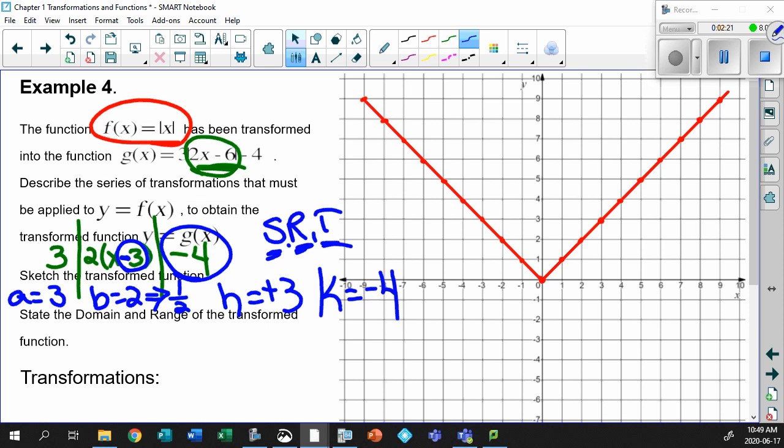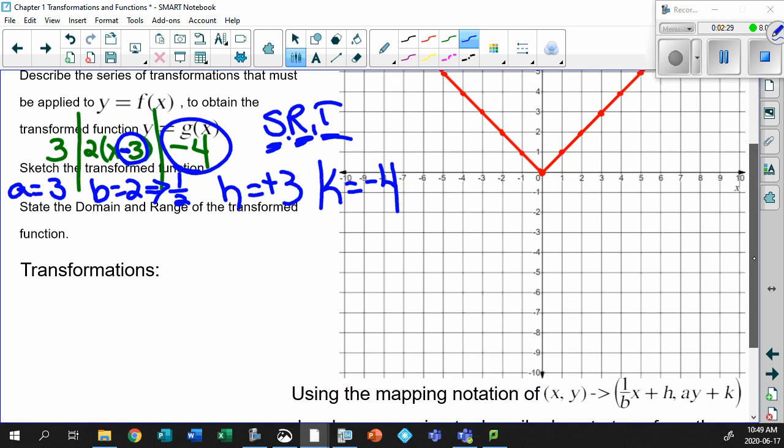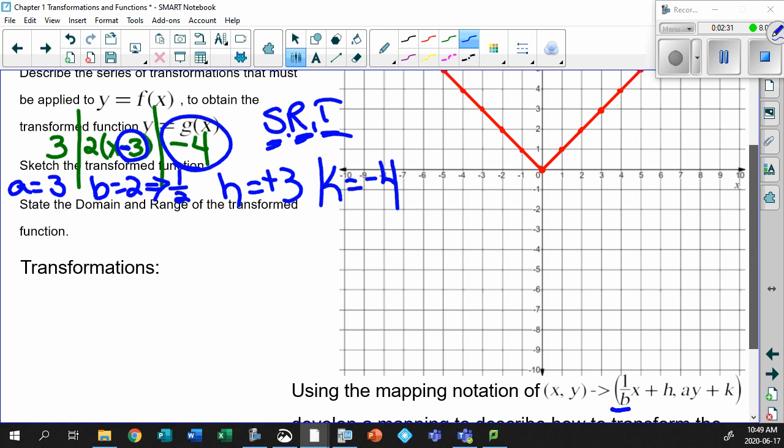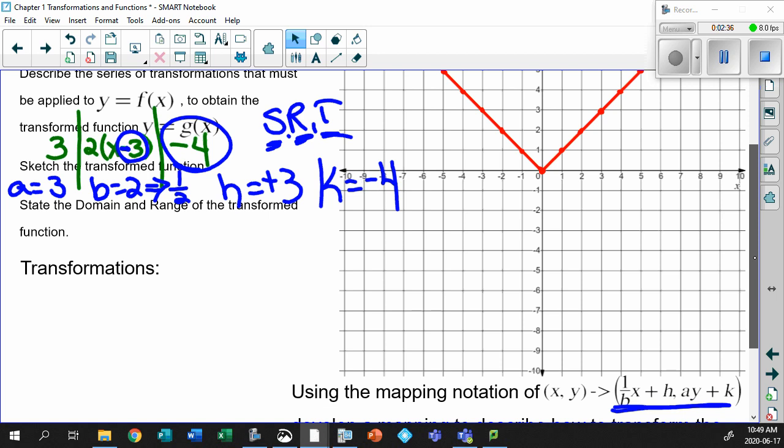Now, I could do them again right on the graph if you want, or I like to develop a nice little table of values, and I like to use the mapping notation down here. That to me makes all the sense in the world. So, okay, let's start looking at some points on the graph, I should say, and let's see what we can do. Okay, so here we go.